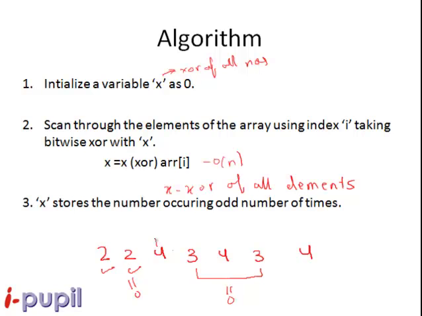XOR of 4 with 4 would be 0. So the number left over would be 4. So 4 is the number occurring odd number of times, and that is our answer.